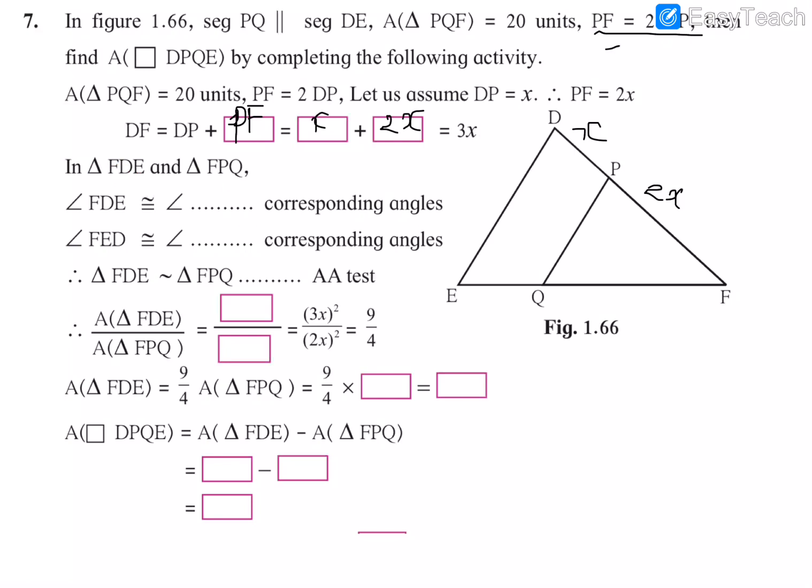We need to prove that. So in triangle FDE and FPQ, you can see it is given that PQ is parallel to DE. So these two are parallel lines and one transversal is cutting here. So this angle, that is angle FPQ, will be equal to angle FDE.